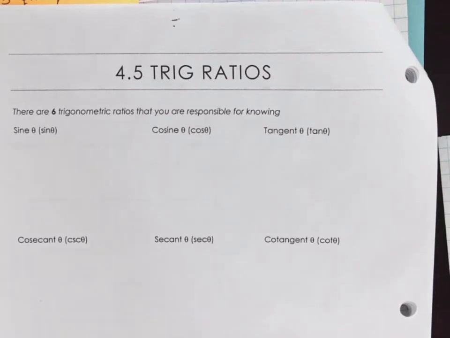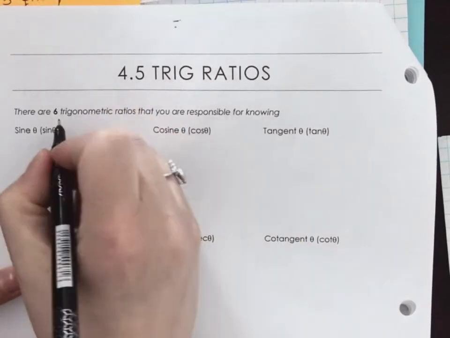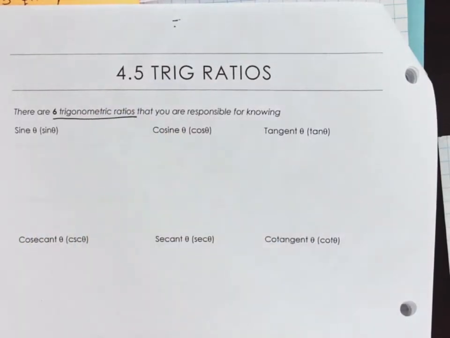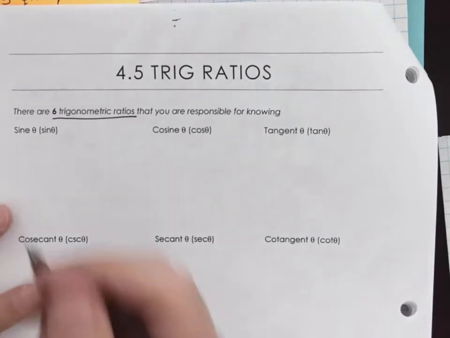Okay, trig ratios. We know 3. We're going to learn 3 more today. Okay? So the first 3 are pretty simple. 6 trigonometric ratios. Your life just expanded. You need to know them. So sine's pretty easy.